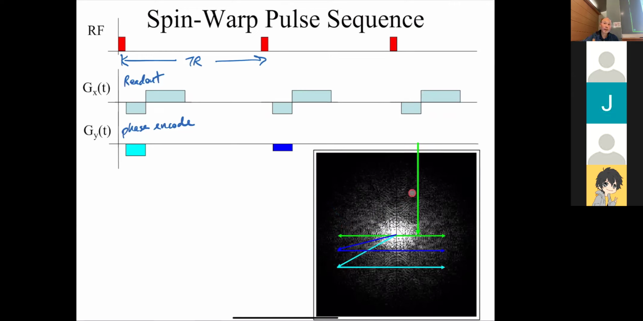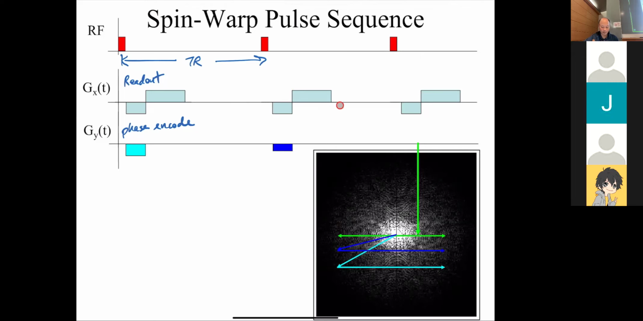Yes, remember, this is coming from the radio frequency coil, and these gradients are due to the gradient coils. So now we're starting to combine two things together. Okay, that's a great question.